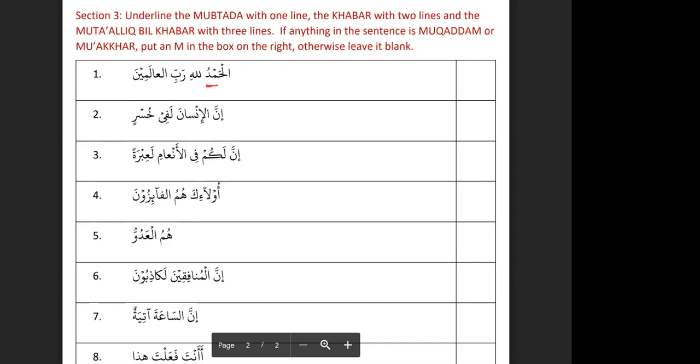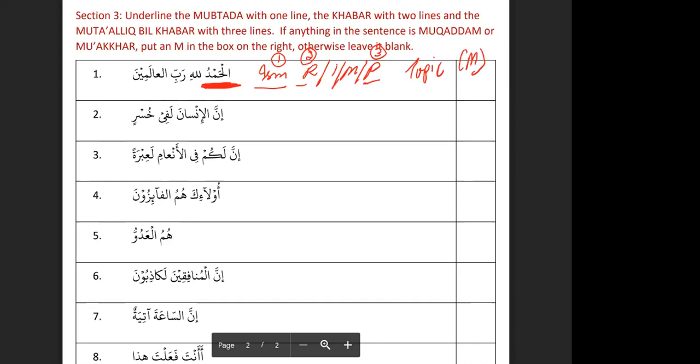What is Alhamdu? Ism, proper, rafa, 1, proper and masculine. So you have the first condition, you have the second, you have the third. Is this a topic or an information? Topic. So your Alhamdu is what? Mubtada. So we'll have 1 line under Alhamdu.